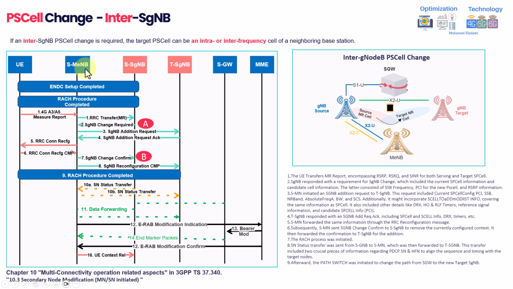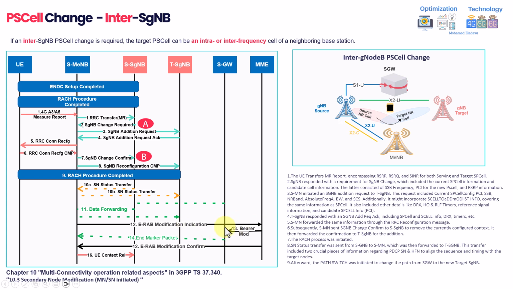So in this case, the source master node now needs to change the path from here to this one. It will send this E-RAB modification indication, which contains the new IPs of this target SgNB, asking the MME to change the path of the control plane and asking the serving gateway to change the path of the user plane.